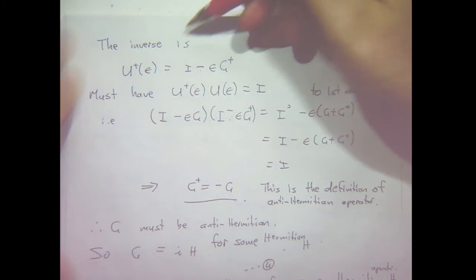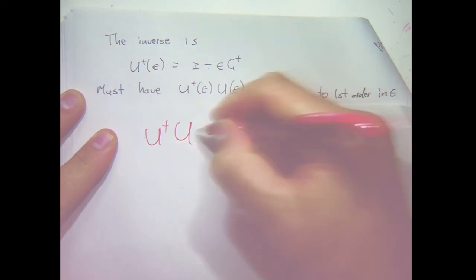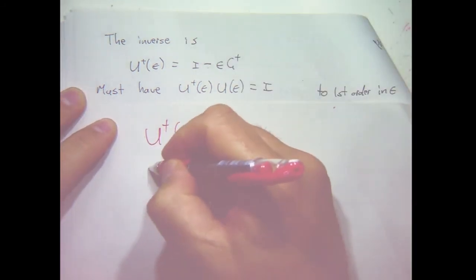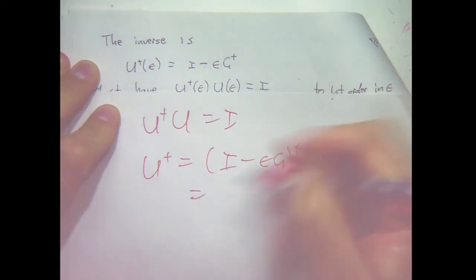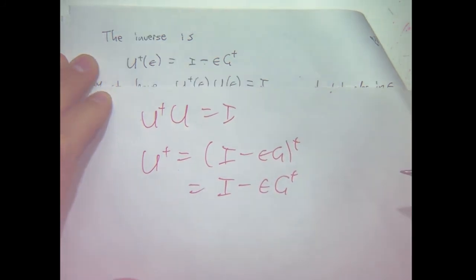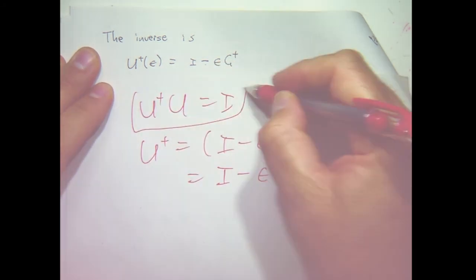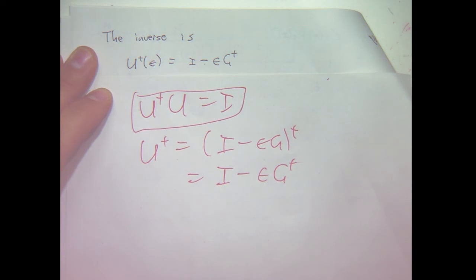Alright, so the inverse, now remember that U dagger is the inverse of U. That means that U dagger is I minus epsilon G dagger. And dagger just distributes over everything inside. So that's epsilon, just a number, and that's G dagger. But we also have that epsilon is a real number. It's time. It can be useful to think of time as a complex number in statistical mechanics, which maybe I'll mention in lecture 15 of SP2.